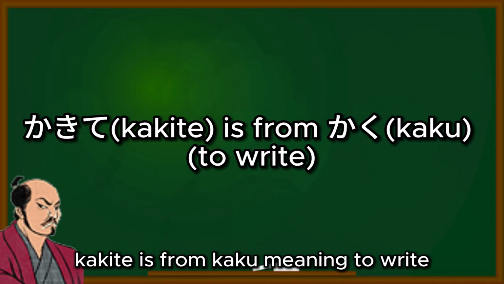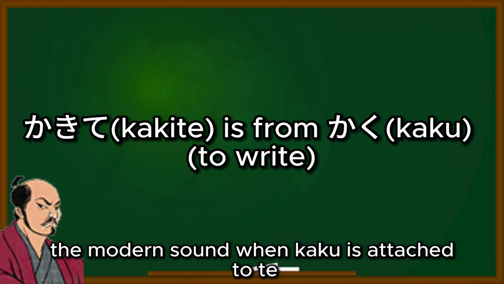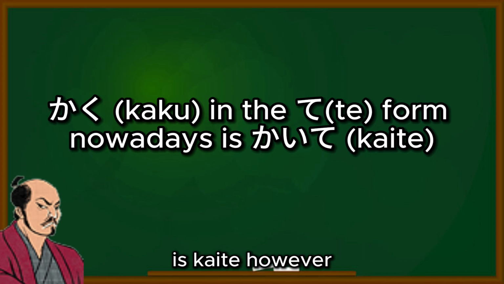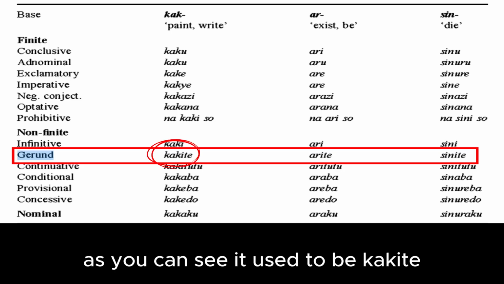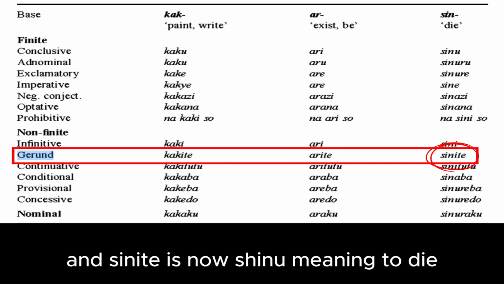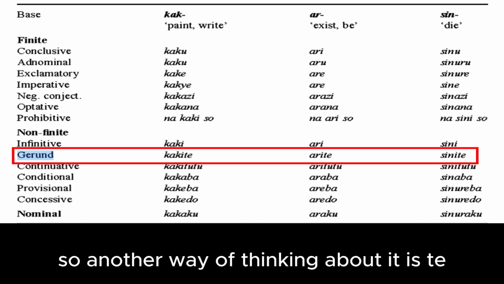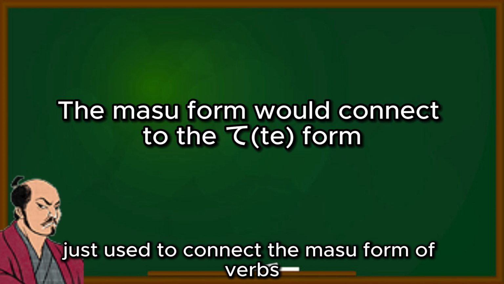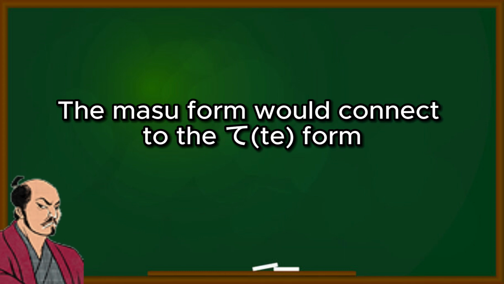Kakite is from kaku, meaning to write. The modern sound when kaku is attached to te is kaite. However, as you can see, it used to be kakite. Arite is just from aru, to exist, and sinite is now shinu, meaning to die. The k became a sh, I think. So another way of thinking about it is that te just used to connect to the masu stem of verbs.